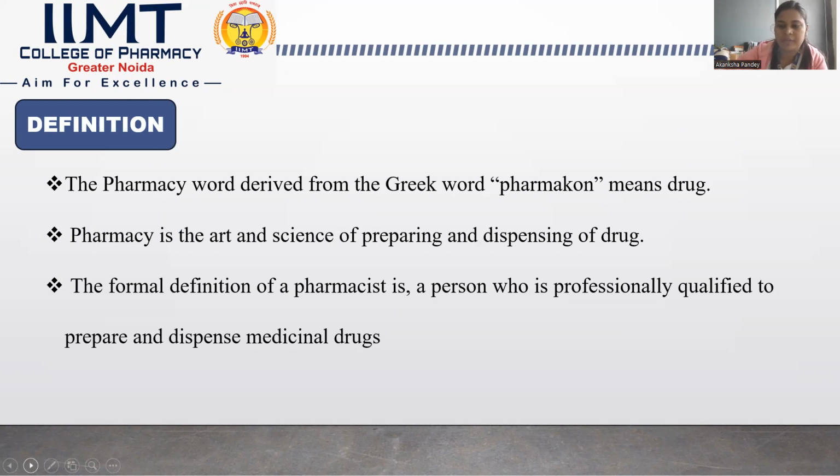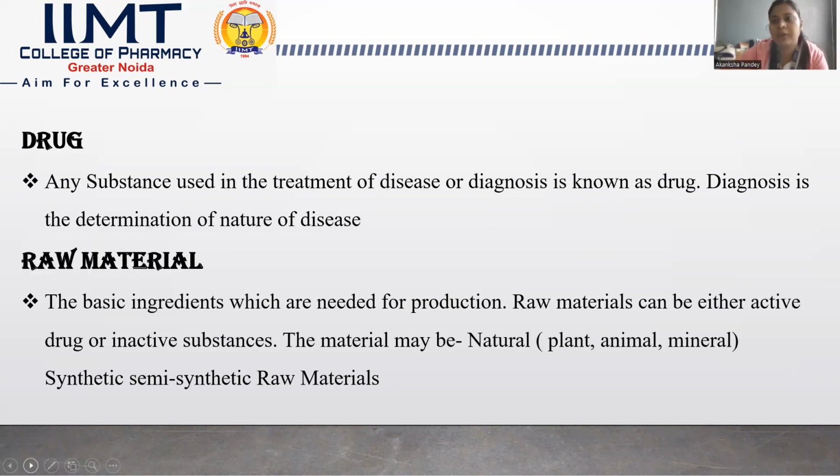would be called a pharmacist. Moreover, what are the terms drug and raw material? What are the differences between drug and raw material? So any substance used in the treatment of disease or diagnosis of any disease is known as drug. Diagnosis is the determination of the nature of diseases.